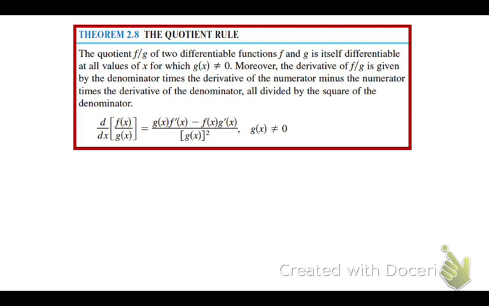Okay, the quotient rule. So the quotient rule just says if you have two differentiable functions being divided. Okay, quotient means division, yes? So d/dx of f divided by g. f is just the numerator, g is just the denominator. Okay, numerator, denominator.